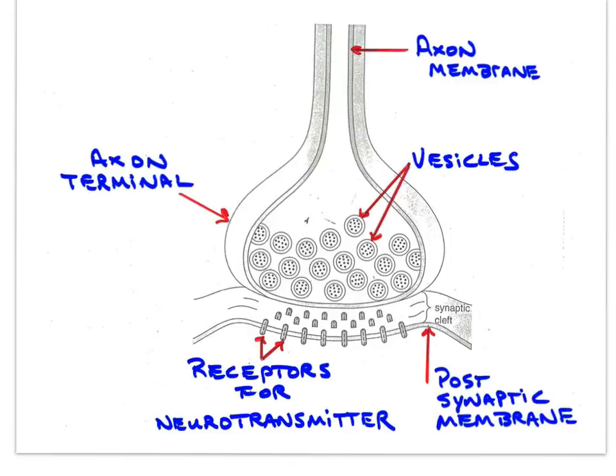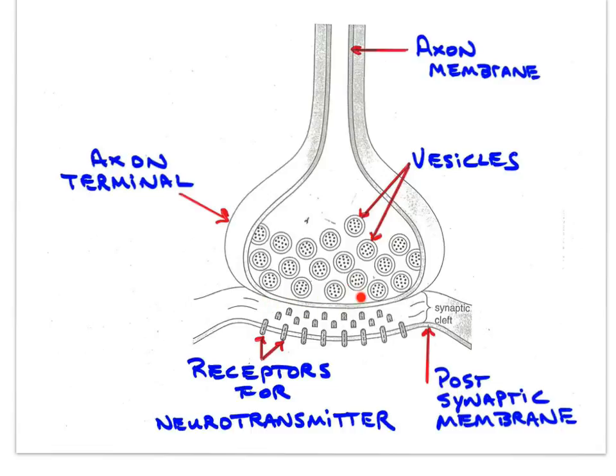More on that later. In this diagram, you can see the presynaptic neuron that has vesicles containing neurotransmitter. The postsynaptic neuron has receptors for the neurotransmitter. When the impulse arrives at the axon terminal, the neurotransmitters are released into the synapse.